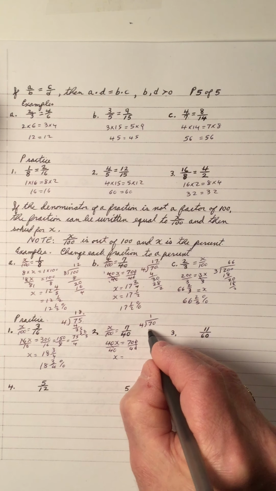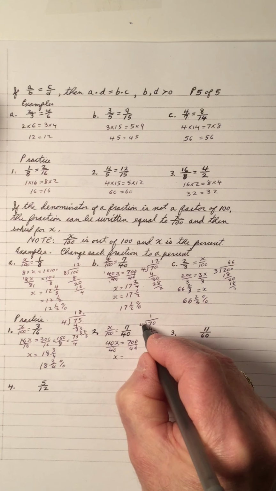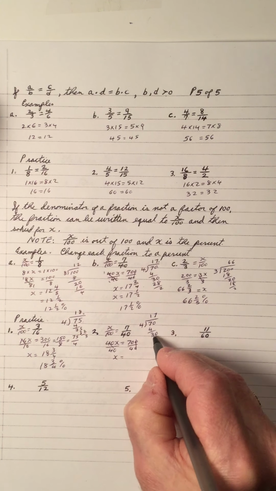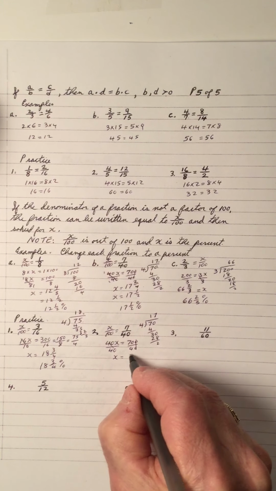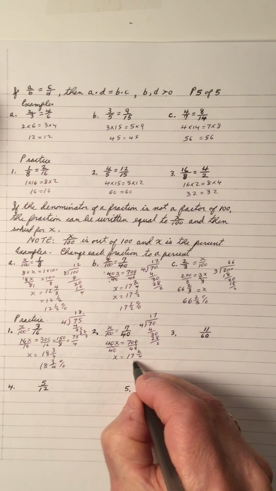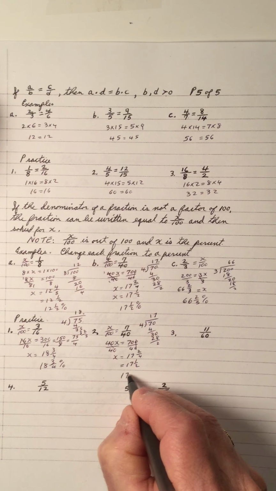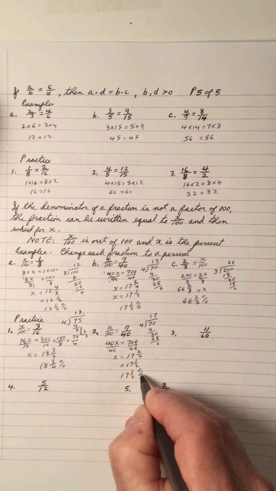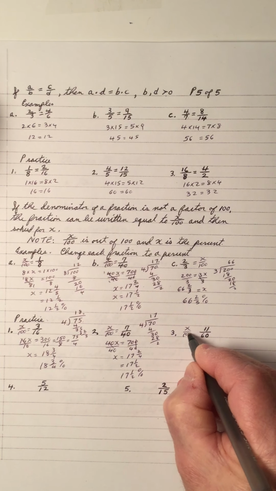4 into 7 goes once. 4. Subtract, I get a 3. Bring down your 0. 4 into 30 goes 7. 4 sevens are 28, and I get a 2. So that's 17 on the top and 2/4. 17 and 2/4 is 17 and a half. So that's 17.5%. Number 3, let it equal to x over 100.